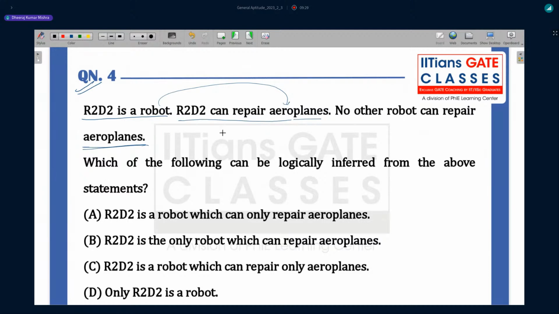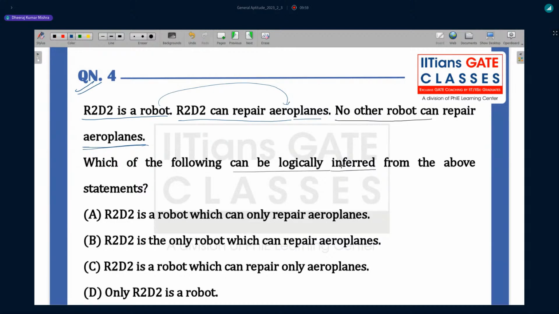So can you tell me the right answer? Which option is going to be correct for this question? There are two facts you have to understand. R2D2 is a robot who can repair aeroplanes, and no other robot can do this work. Remember this. So which of the following can be logically inferred?